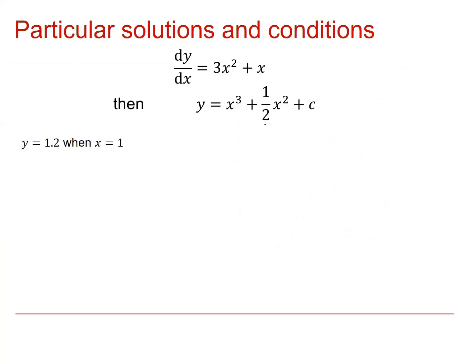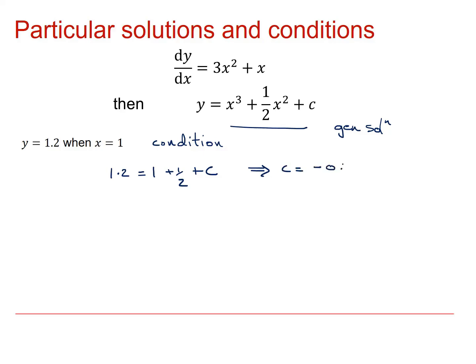Okay, so here's our differential equation, here's our general solution, and here is what we call a condition for that. So this is a point that satisfies this solution here. So if we plug those in, I'm going to get that 1.2 is equal to 1 plus a half plus c, and that implies that c is minus 0.3.